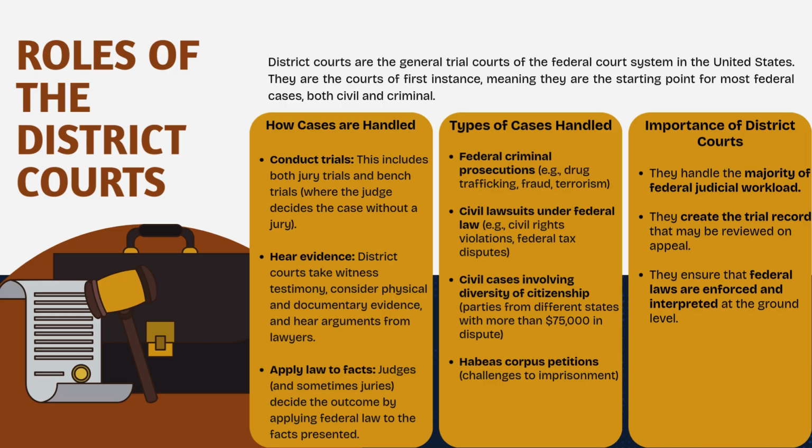And the types of cases handled are as follows. Federal criminal prosecutions, for example, drug trafficking, fraud, terrorism. Civil lawsuits under federal law, again, for example, civil rights violations, federal tax disputes. Civil cases involving diversity of citizenship, which are parties from different states with more than $75,000 in dispute, and habeas corpus petitions, which are challenges to imprisonment.